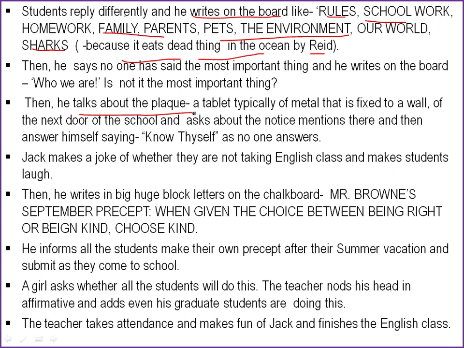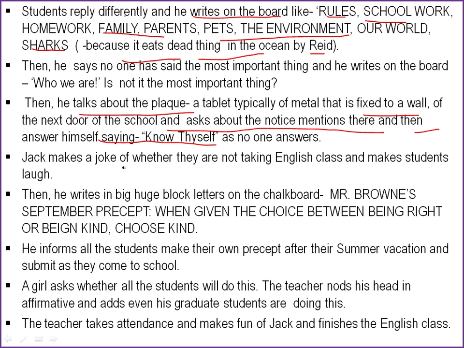Then he talks about the plaque. त्यसपछि उसले प्लेगको बारेमा कुरा गर्छ. एउटा नोटिस बोर्ड जस्तो मेटलले बनेको टेम्प्लेट हुन्छ त्यसको बारेमा कुरा गर्छ that's fixed on the wall of the next door of the school. He asked about the notice mentioned there. त्यहाँ लेखेको कुरा तपाईहरुले नोटिस गर्नुपर्छ भनेर he asked the students, but as no one answers, he answers himself: know thyself. त्यहाँ के लेखेको छ, know thyself, and this is the most significant thing in every human being's life.